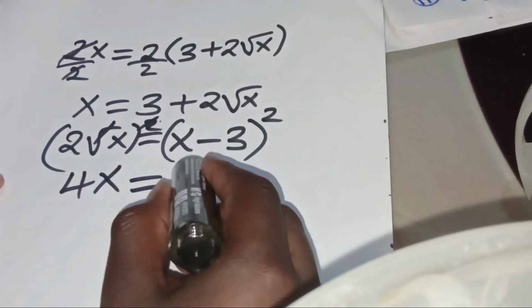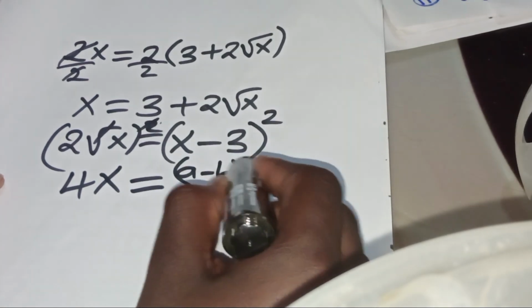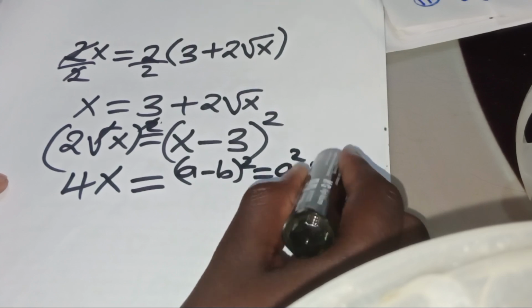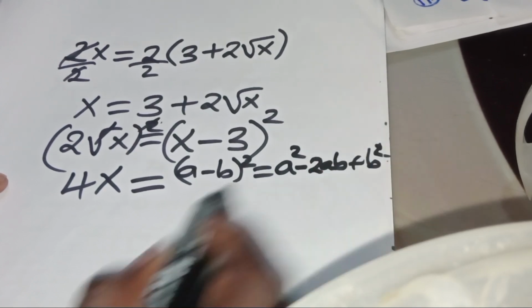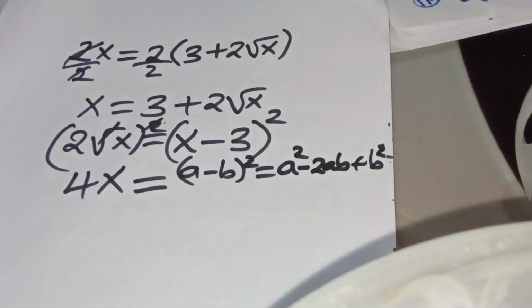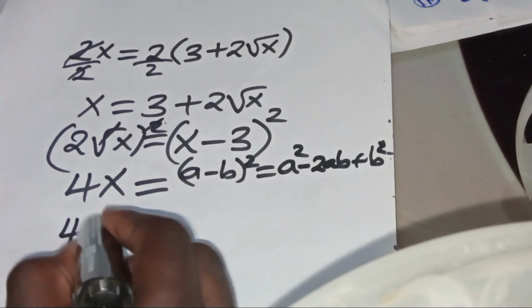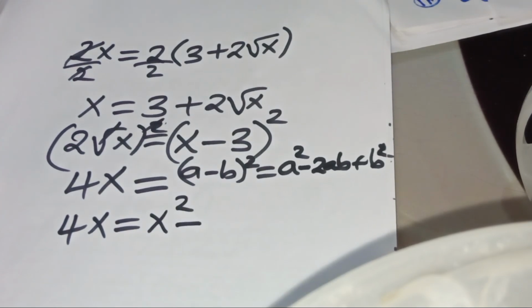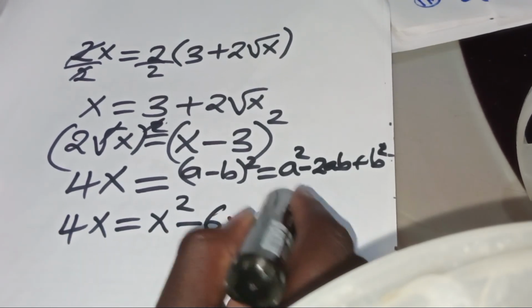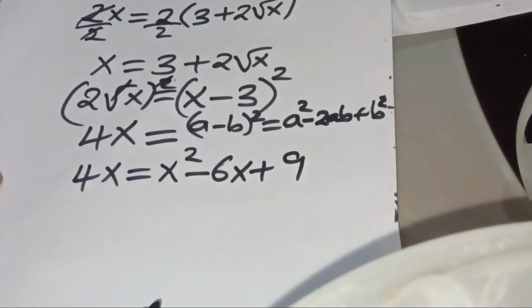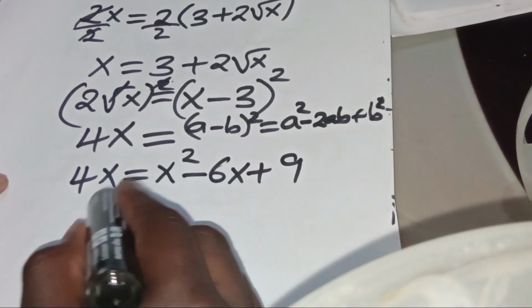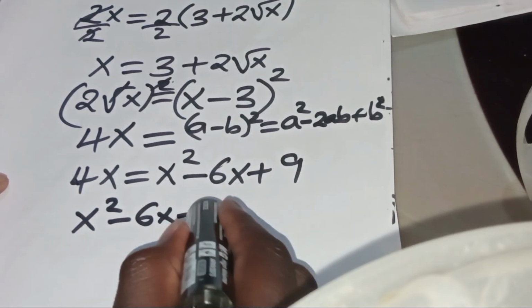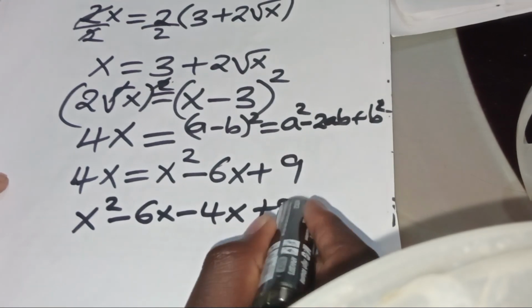This is in the form of a minus b squared, which you can express as a squared subtract 2ab plus b squared. Applying this algebraic identity, we'll have 4x equal to x squared subtract 6x plus 9. Now rearranging this equation, we'll have x squared subtract 6x, we take the 4x to the right hand side, so minus 4x plus 9 is equal to 0.